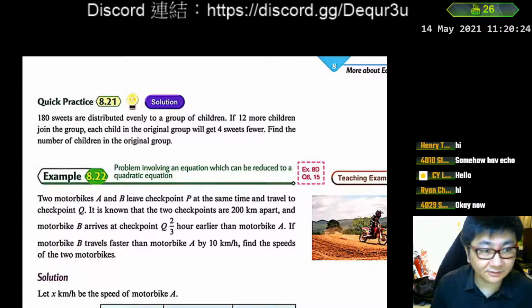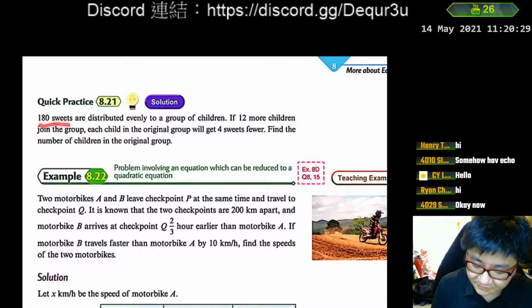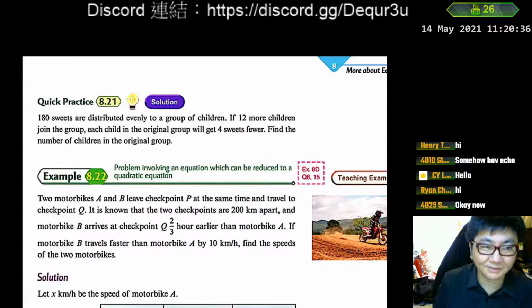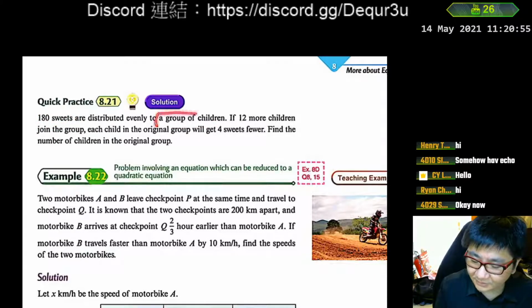Okay, in the quick practice 21, there are 180 sweets distributed evenly to a group of children. Distribute evenly means all should have the same number, therefore you just do division. If it is not distributed evenly, someone may get more, someone may get fewer. But if it's distributed evenly, everyone should have the same. So 180 divided among a group of children, but the number of children is not given at first.